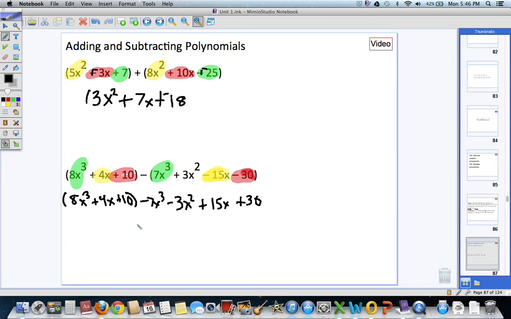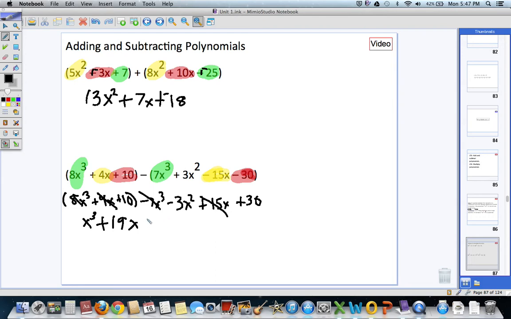So now again, my like terms. So now I have 8x cubed minus 7x cubed. That's just going to give me an x cubed. I have 4x plus 15x. That's going to be plus 19x. So I did this term, I did this term, I did this term. I have 10 plus 30.